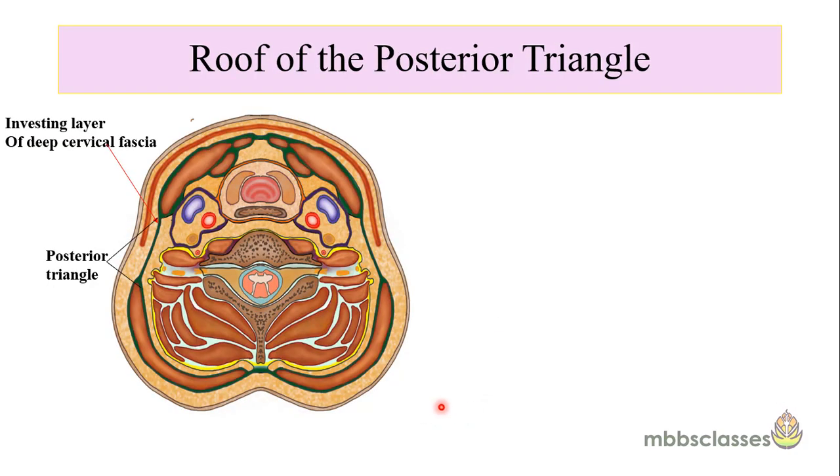This is an axial section of the neck, with the figure taken below the level of hyoid. As you can see in this diagram, let us see the roof of the posterior triangle. The roof of the posterior triangle is formed by the investing layer of the deep cervical fascia. Here it is marked by the green color. The roof extends from the posterior border of the sternocleidomastoid muscle to the anterior part of the trapezius muscle. This is the trapezius muscle. So this is the roof of the posterior triangle.